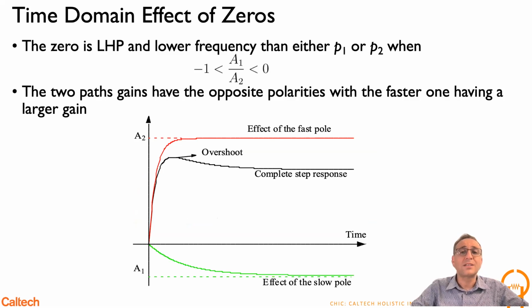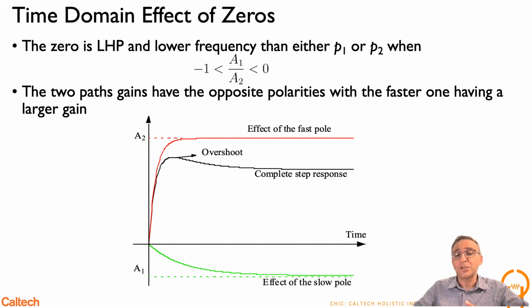Now, if you have a situation where the zero is in the left half plane, and it's at a lower frequency than P1 or P2, basically closer than either of the two poles to the j omega axis, what happens is that you essentially have the sum of two responses: a fast, large response, and a slow negative response that's smaller. So the system goes to the maximum value of the fast system, but afterwards, gradually the slow system brings it down, and you can have an overshoot.